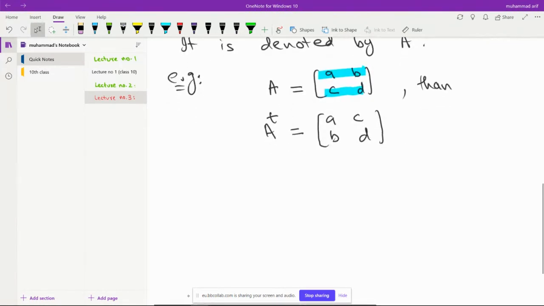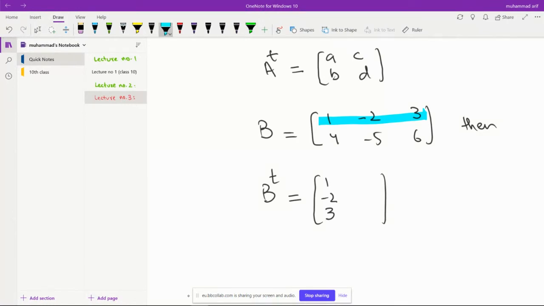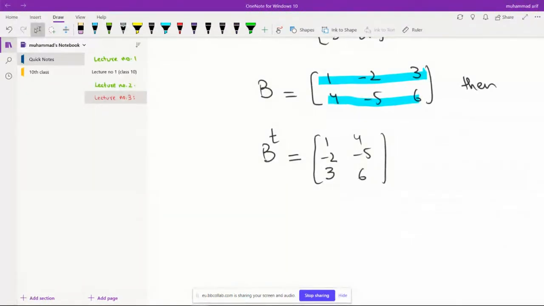We take some other example, matrix B, which is 1, minus 2, 3, 4, minus 5, 6. Then transpose of a matrix B, B transpose is equal to, rows are converted into columns. This row 1, minus 2, 3, and second row is also converted into column, which is 4, minus 5, and 6. It becomes a transpose of a matrix B.